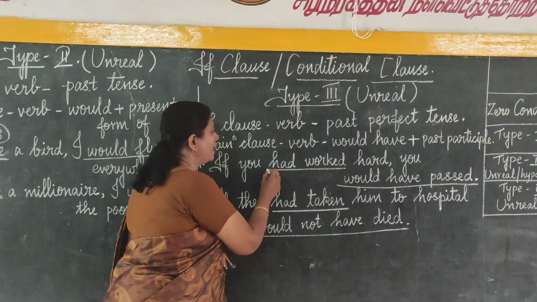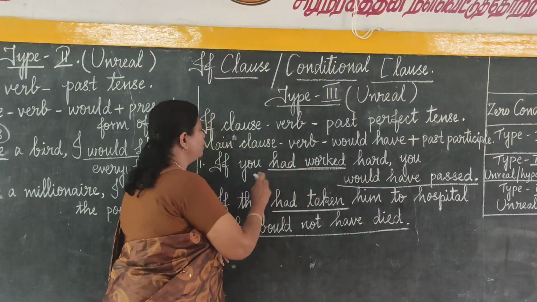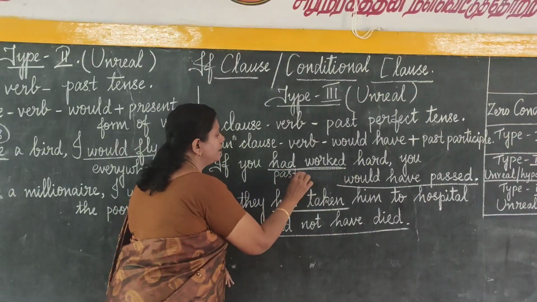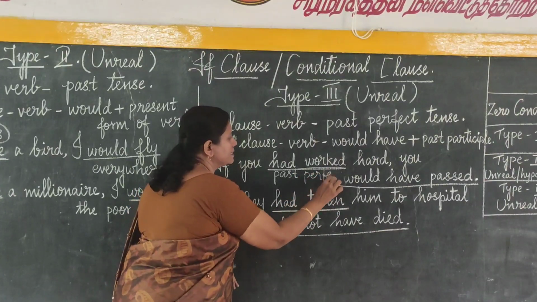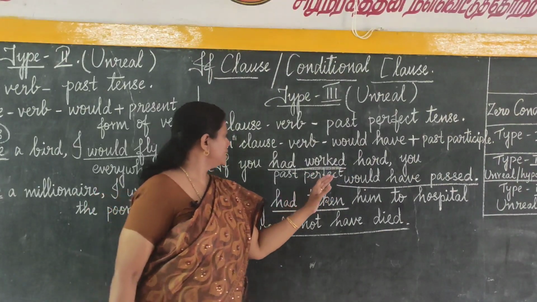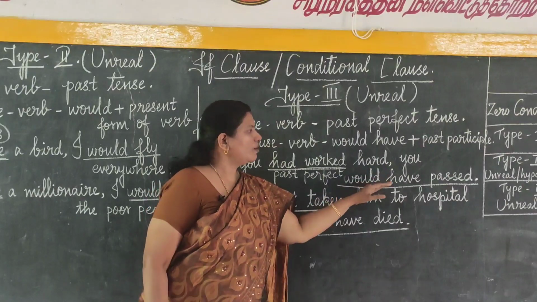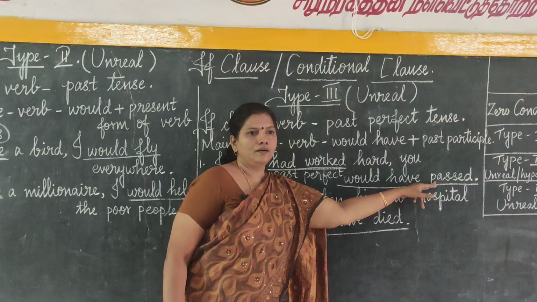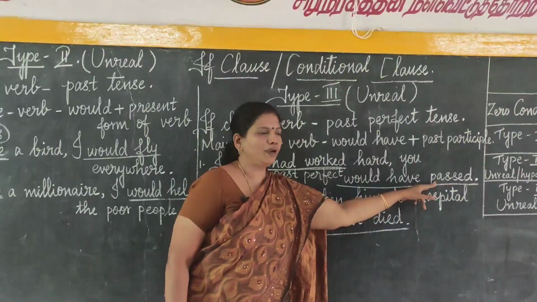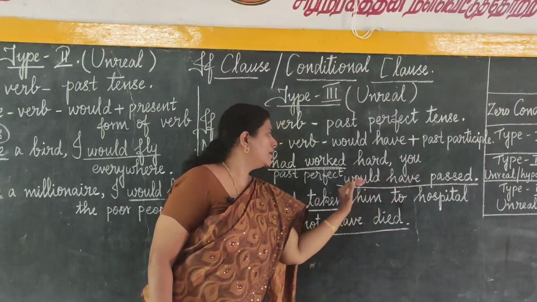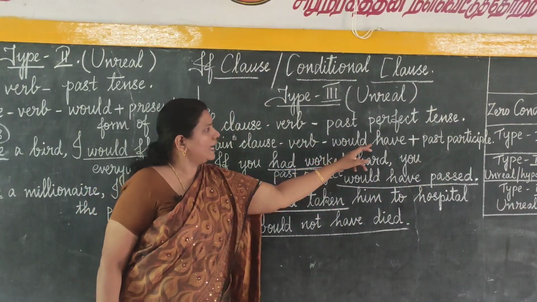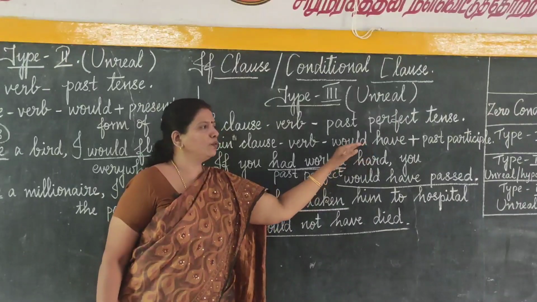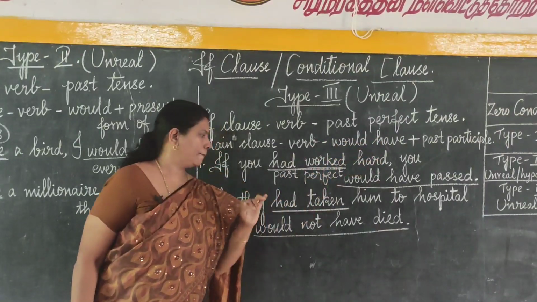Here, had worked, the verb in the if clause, is in past perfect tense, right? And in the result clause, you would have passed the examination. This is would have plus past participle, the V3 form, right? Very good. So, either would have or would not have. If it conveys a negative meaning, you have to add a not here: would not have plus past participle, right?